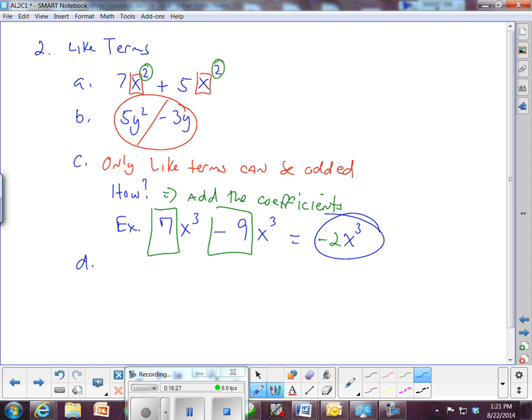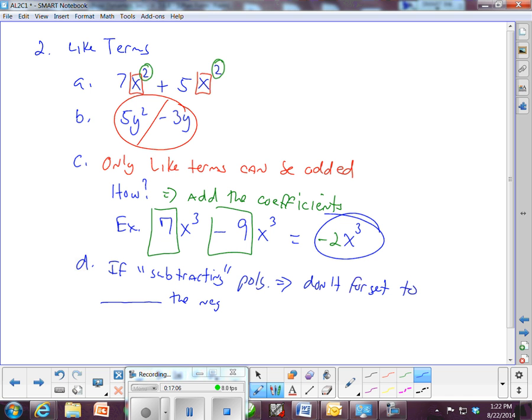And then D, if, and I'm going to put this in quotes, subtracting polynomials. That implies, for those of you that are new, that's the implies symbol that I use very often, so it reads that implies. So if subtracting polynomials, that implies, don't forget to blank the negative.